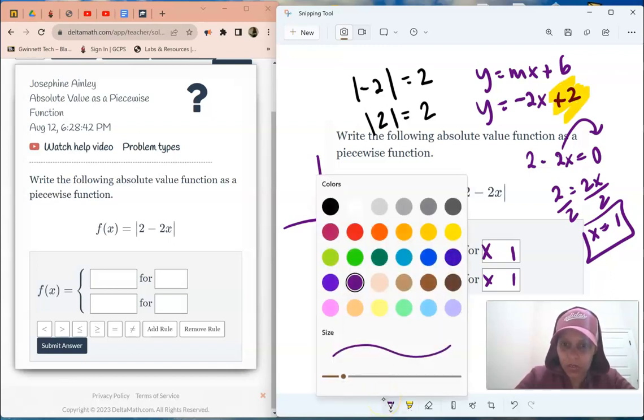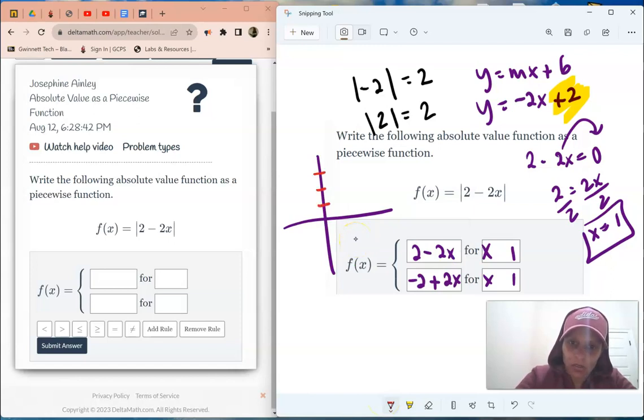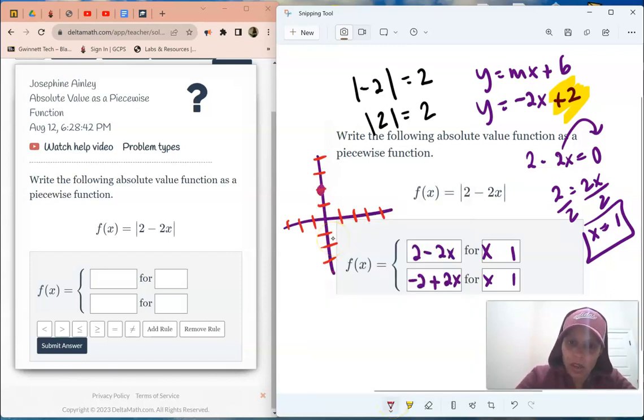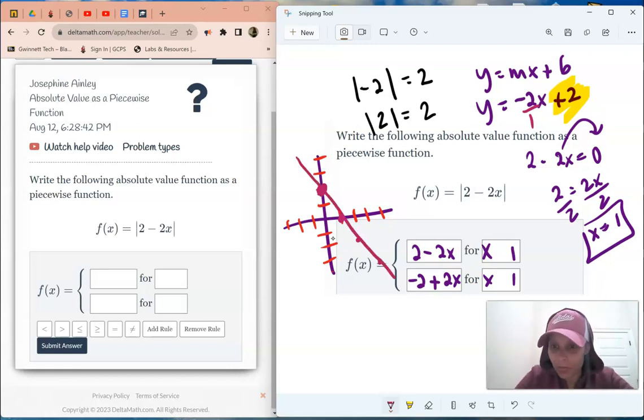So let's take a different color. All right, so I start at 2. And I put a point right there. Then what do I do? My slope is down 2, right 1. So down 2, right 1, down 2, right 1, down 2, right 1. So it looks like this, right? And that makes sense because we already worked it out that it was going to be at 1, right?